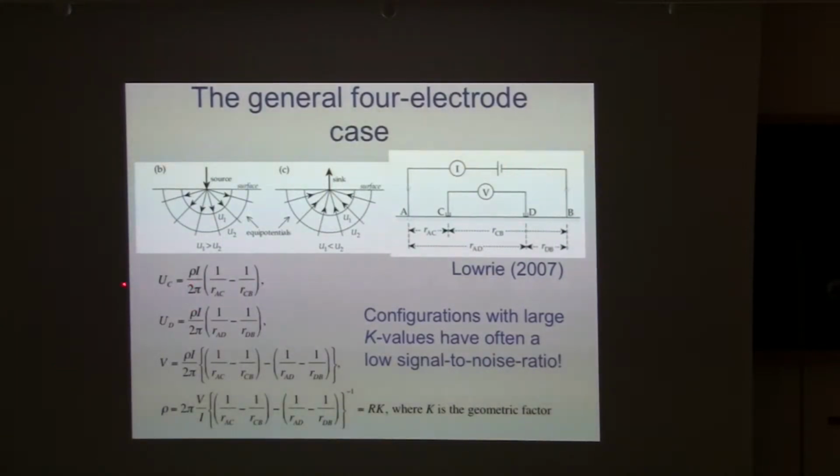So that's something that makes modeling quite efficient. So then I have an expression here for the potential of C, potential of D, based on injection in A and B and the distances in between. We cannot measure potentials. We're measuring voltages. These are differences in potentials. So we take the difference between UC and UD, and we obtain a relationship here.